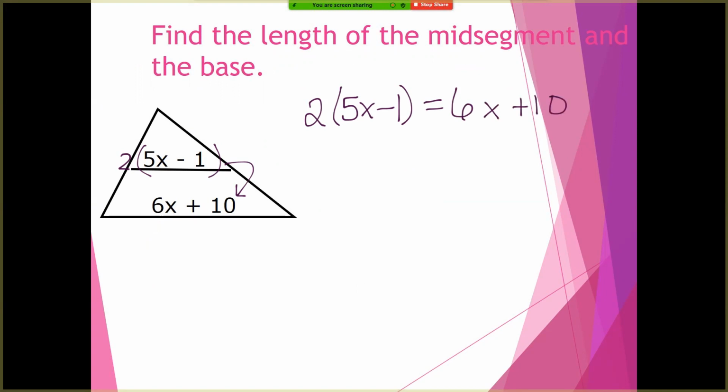The other way you could do it, you could take half of the parallel side. So you could take 1/2 times 6x plus 10 equals the midsegment 5x minus 1. So either one of these you could use, but a lot of times students don't do this one because it's got that fraction in it. So if we can avoid the fraction, we're going to. So 2 times the midsegment, 2 times 5x minus 1, is going to equal 6x plus 10.